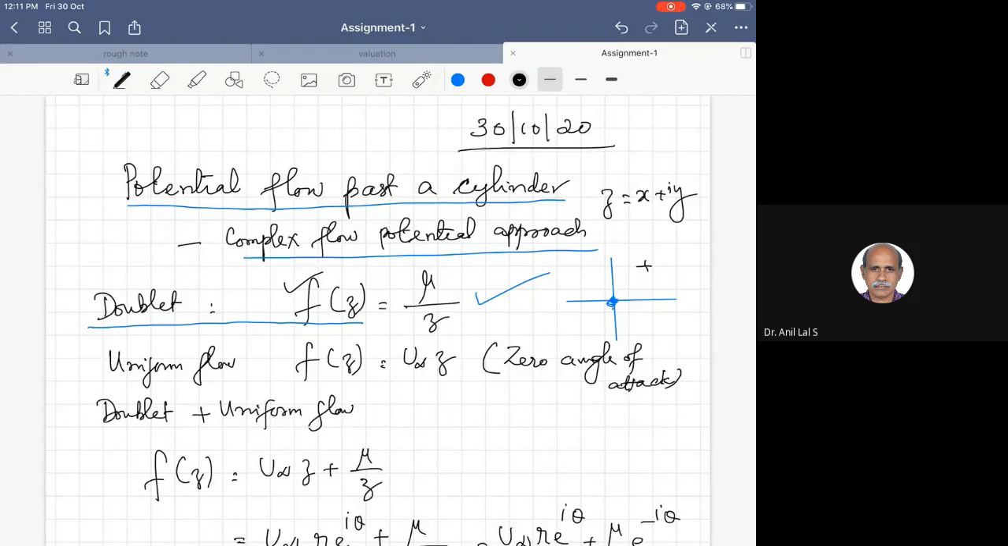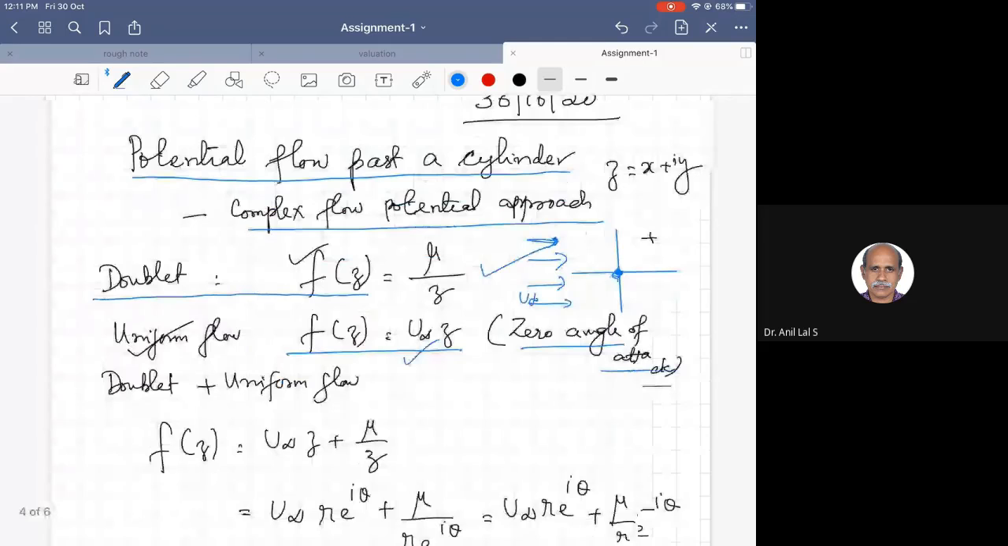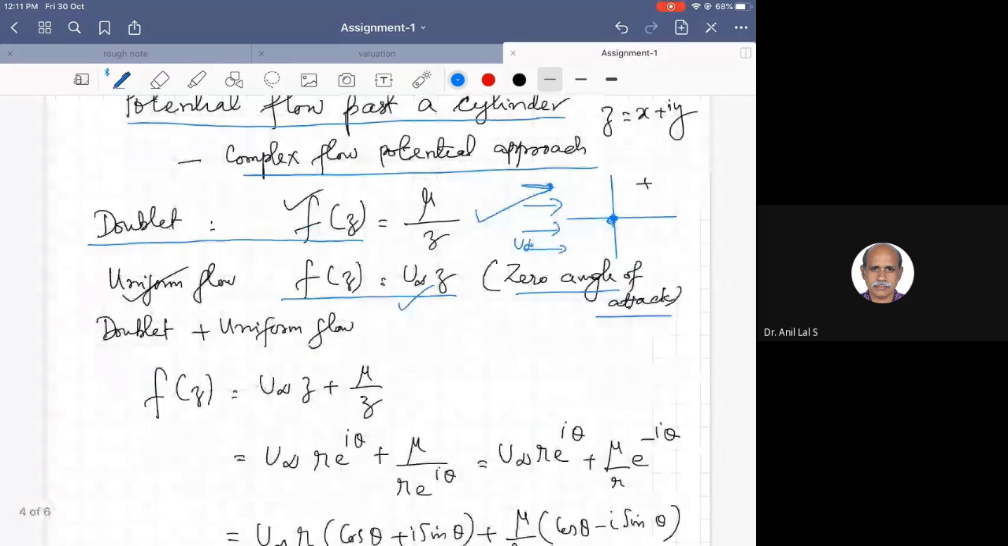And you also know that uniform flow can be represented by the complex flow potential u infinity into Z. That is, there is no angle, the uniform flow is from everywhere of the same magnitude u infinity, parallel to the x-axis, or approaching perpendicular to the y-axis. That is F(Z) is equal to u infinity into Z. And for this derivation, first of all, we are trying to see what happens when a doublet combines with a uniform flow.